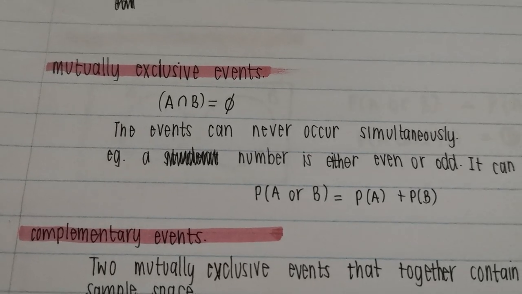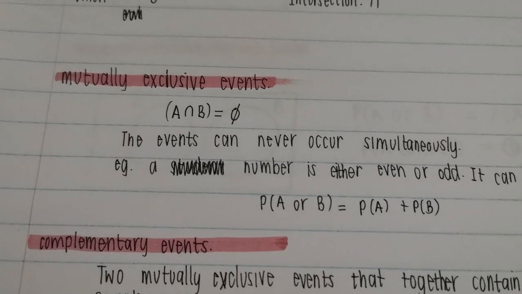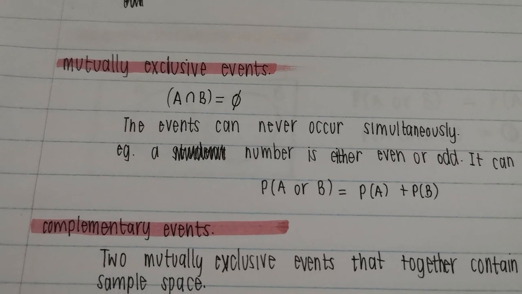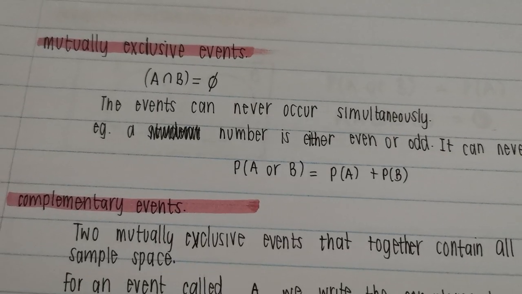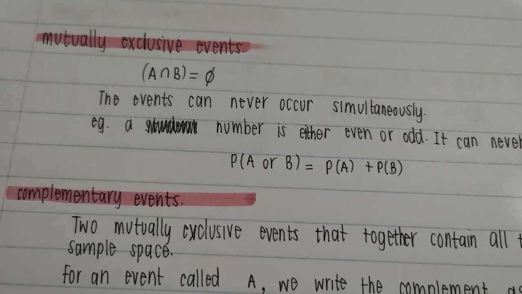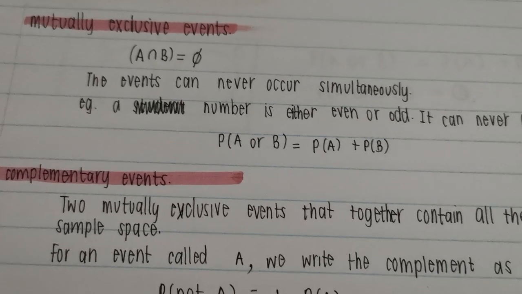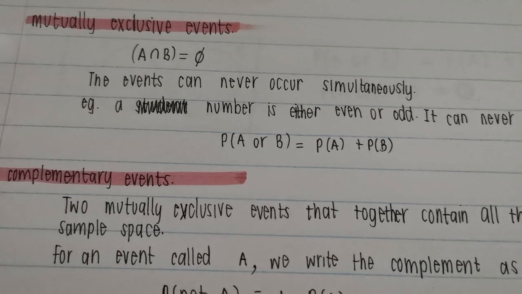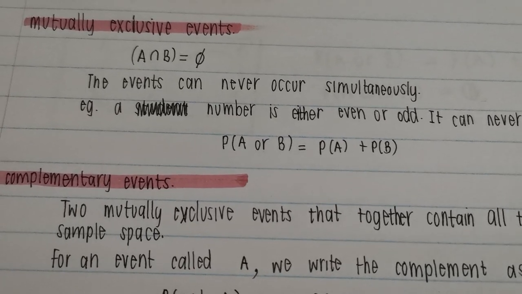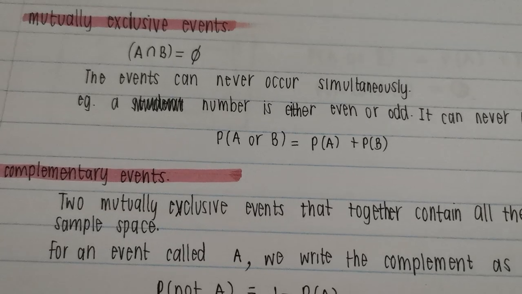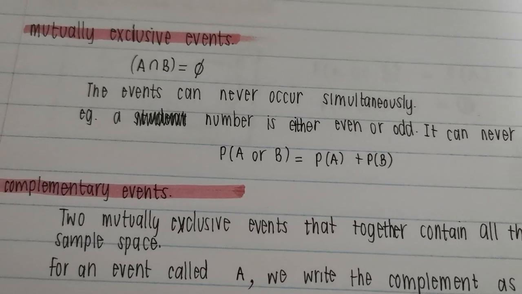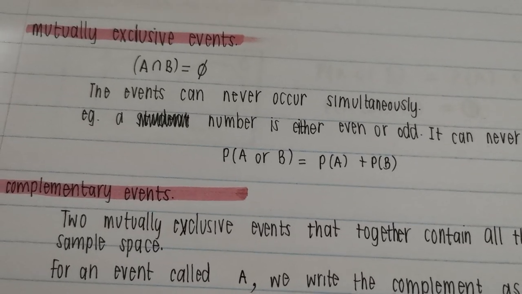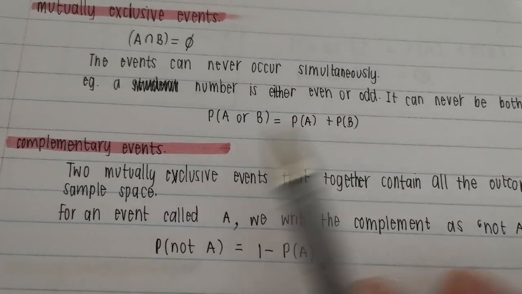happen at that time. Now, what do I mean by that is, for example, a number being both odd and even. At the same time, they can't happen. It's either odd or it's even. Another example would be a student taking maths or maths lit. They can't happen. No student at our school can take both maths and maths lit. It's either you're taking pure maths or you're taking maths lit. Okay, that's what mutually exclusive is.